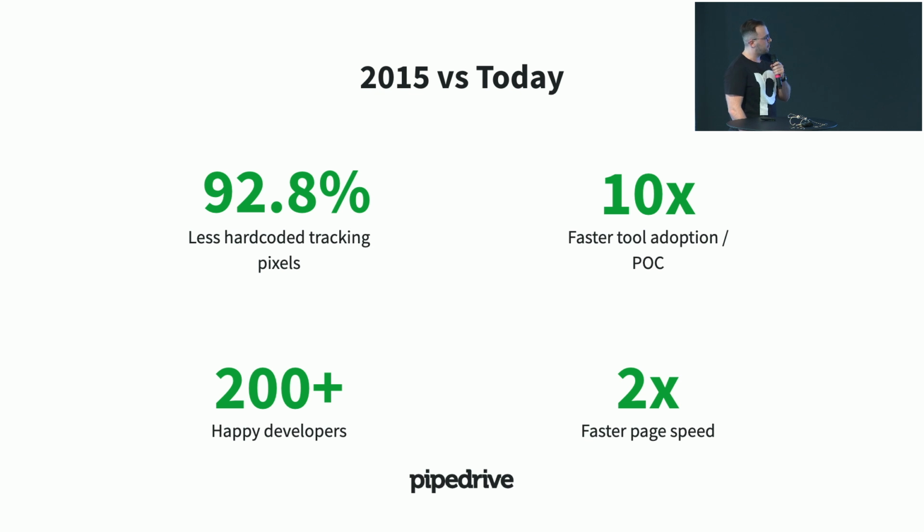I don't really want to take the credit for faster page speed, because it's influenced by a lot of things that we've done with the page. But when I checked it, and we have reduced the amount of pixels that are actually on our site, then it's twice as fast compared to 2015.